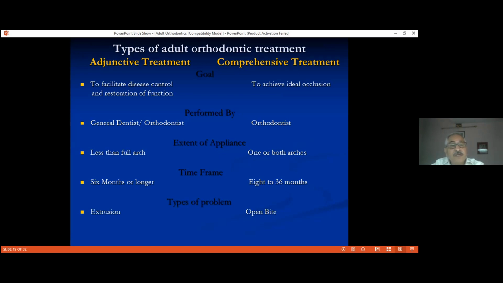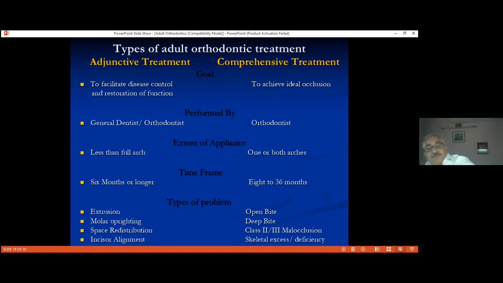The types of problems in adjunctive therapy are usually an extrusion or a pathological migration into an extraction space. A comprehensive treatment is usually needed in an open bite, where there is a lot of lisp complained of by the patient. Molar uprighting is done in adjunctive therapy, and in deep bite cases we need a comprehensive treatment. Space redistribution is a type of problem where we need adjunctive therapy, and incisor alignment also needs adjunctive treatment, that is short term.